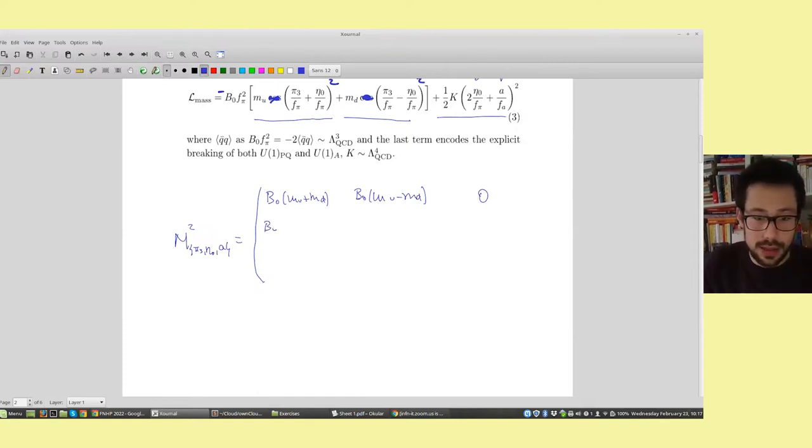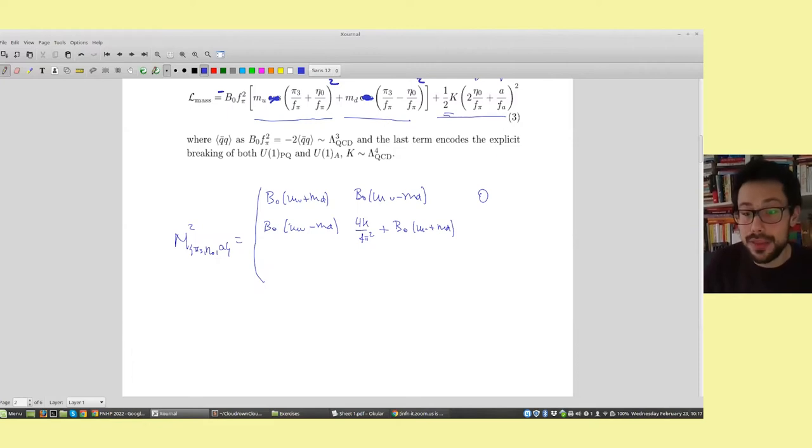Similarly, here we have V0, M up minus M down. Then for the eta prime, we have two contributions, right? We will have one contribution from here that will be 4k over f pi squared, plus the contribution that comes from the mass of the quarks, right? M up plus M down.